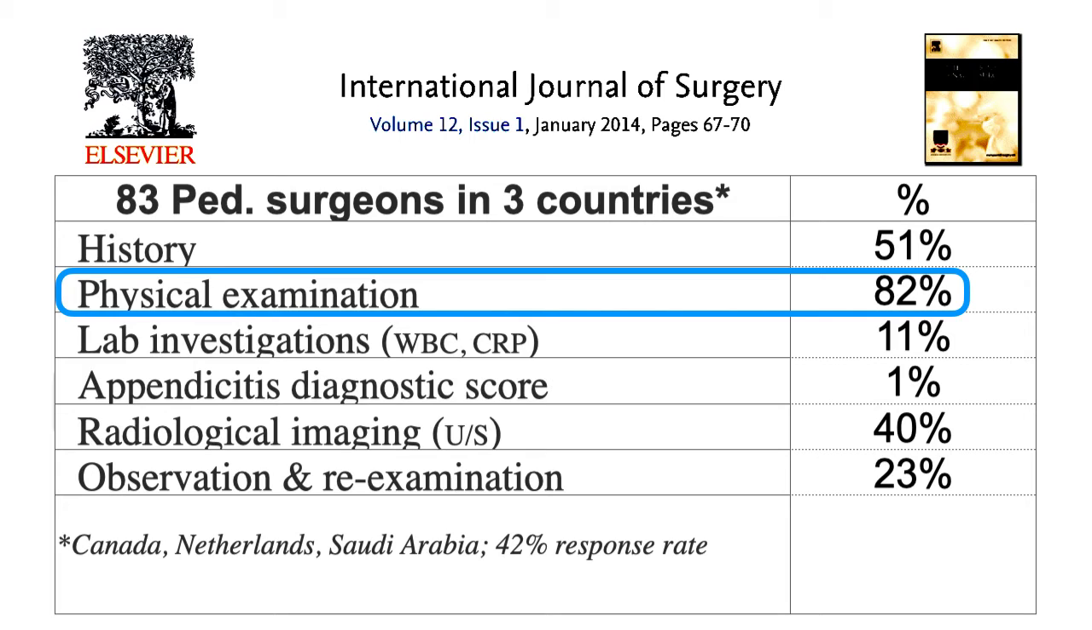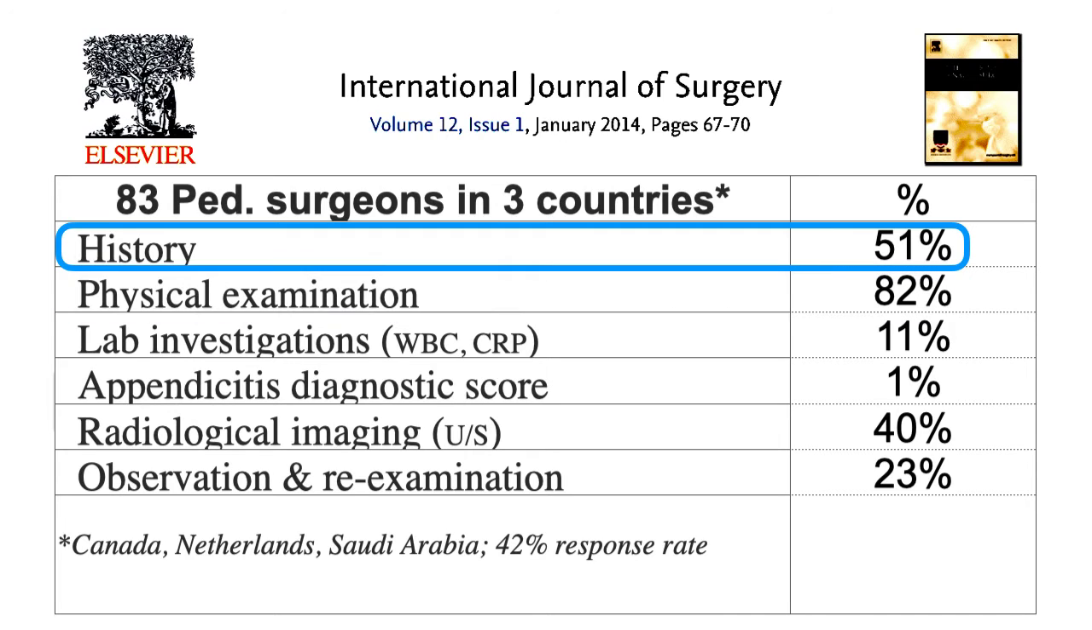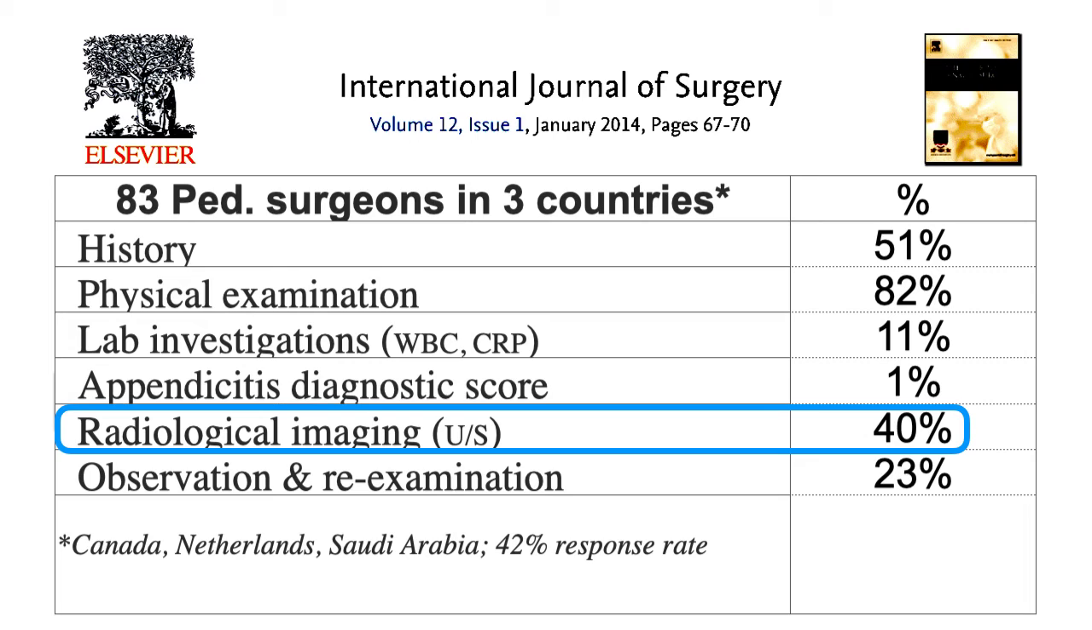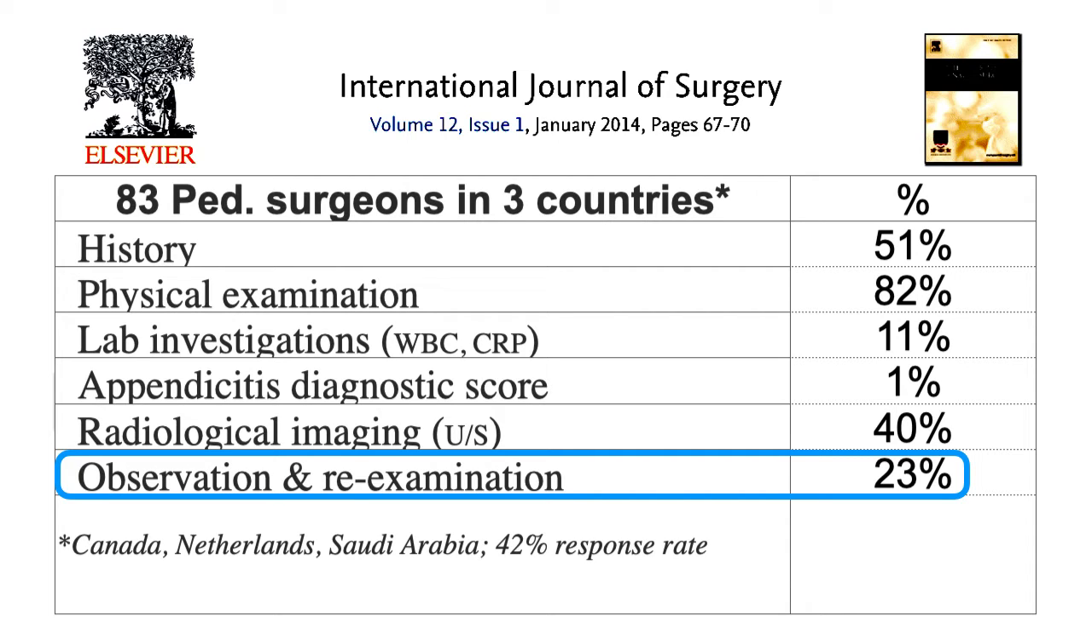Surgeons were given the opportunity to select any or all of these parameters, and the number one choice was physical examination. The severity and location of a tenderness mostly. Next was the history. Next they chose imaging, mostly ultrasound, although in Saudi Arabia the CT scan was used more frequently. Observation and re-examination was chosen.